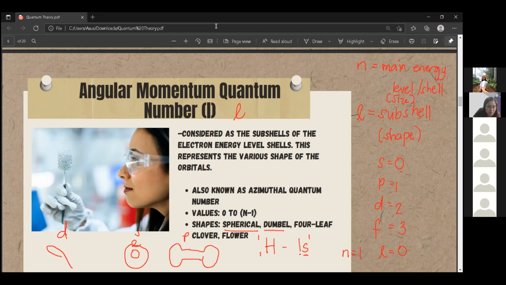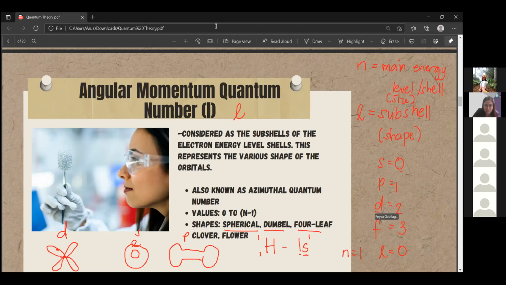So if nakaabot pa kayo ng siniskwela class, remember the siniskwela has this one drawing. It's actually the 4-leaf clover. And kung nakita ninyo na siya nagdagandagan din na something, that was actually the electron. So this one is actually the 4-leaf clover, that is the D subshell.